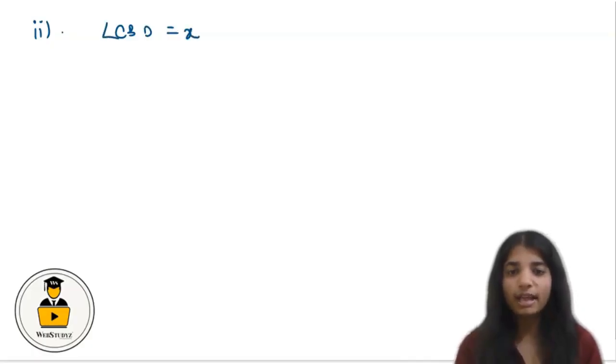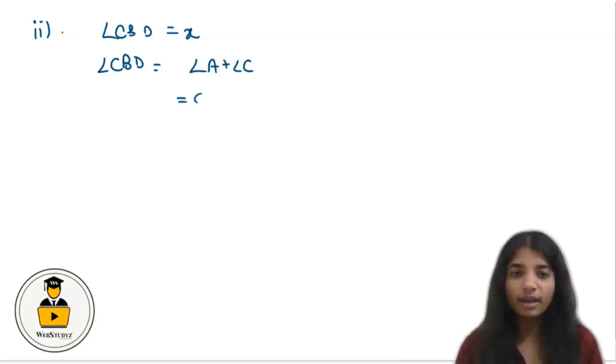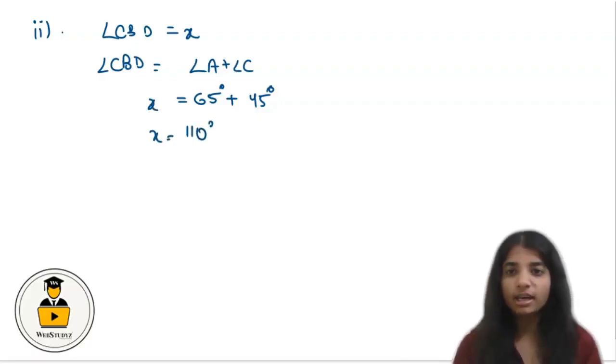As we know that the exterior angle is the sum of the interior opposite angles, we can say that the angle CBD is equal to angle A plus angle C. Angle A is 65 degrees and angle C is 45 degrees. So 65 plus 45 is equal to 110 degrees. So 110 degrees is the value of x, hence the answer to part 2 of this question.